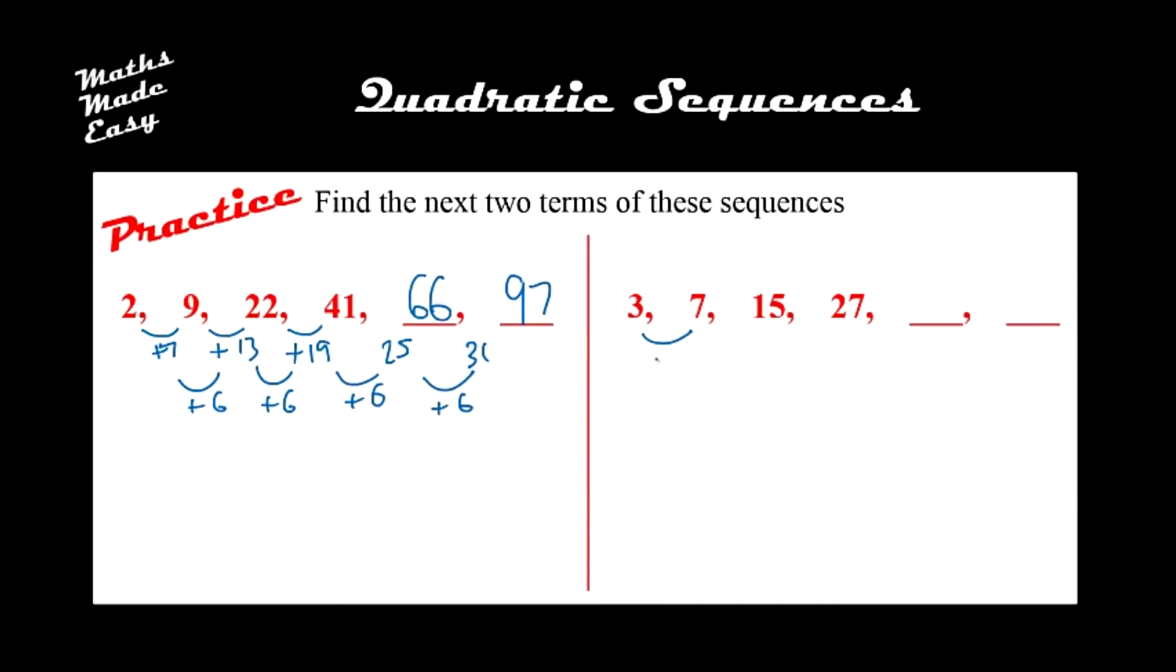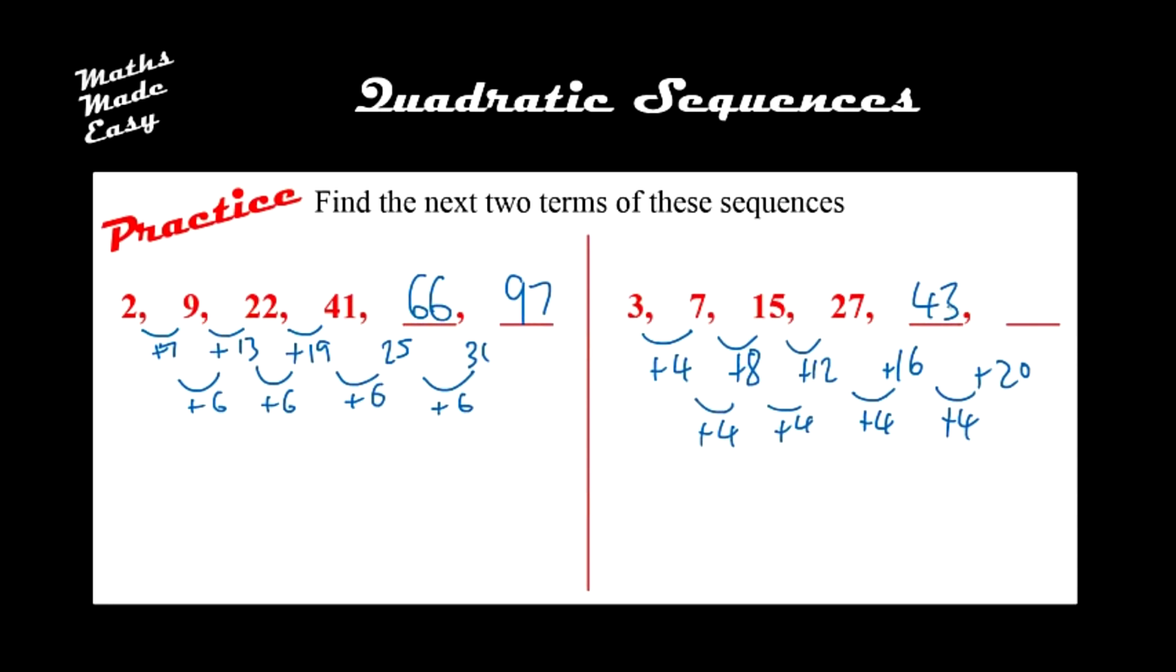This next sequence, we add 4, then we add 8, then we add 12. So these are add 4 and add 4. So if we add 4 to 12, you get plus 16. Add 4 to this, you get plus 20. So if we add 16 to this, we get 43. And then add 20 to that, we get 63.